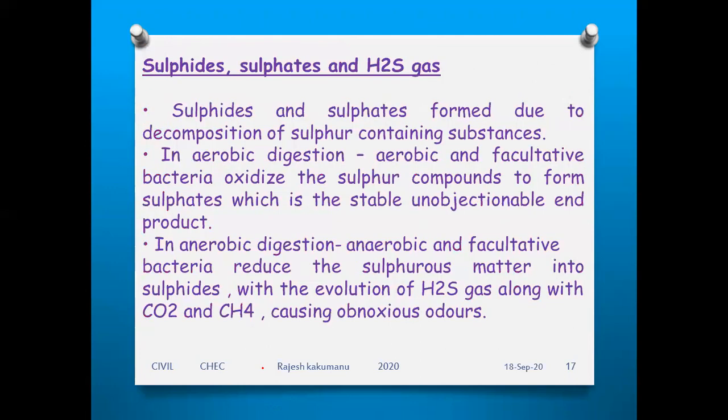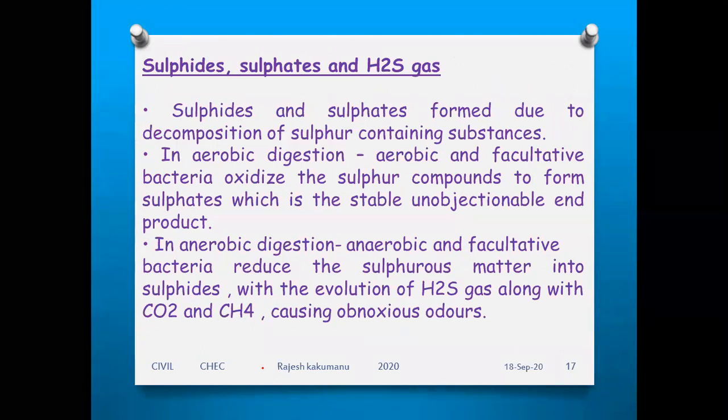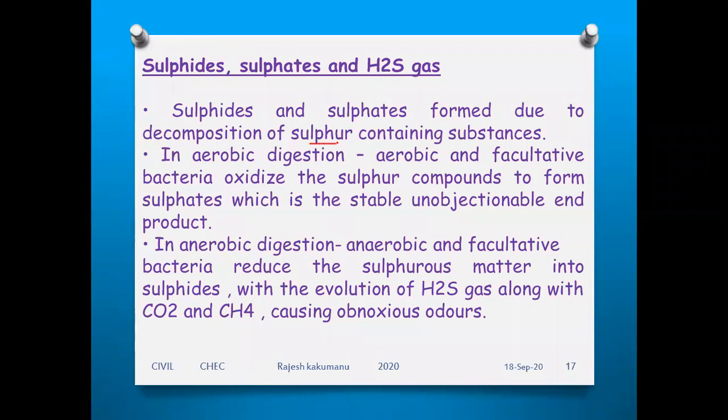The next one is the sulfides, sulfates, and gases. The sulfides and sulfates are formed due to the decomposition of sulfur. In aerobic digestion, the aerobic and facultative bacteria oxidize the sulfur compounds to form sulfates. How are sulfates formed? In the aerobic environment. Aerobic means where oxygen is present, right? The bacteria oxidize the sulfur, forming sulfates, which are the stable, unobjectionable end product, right?